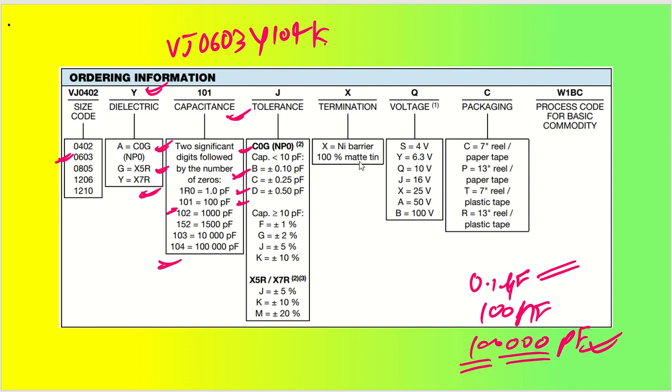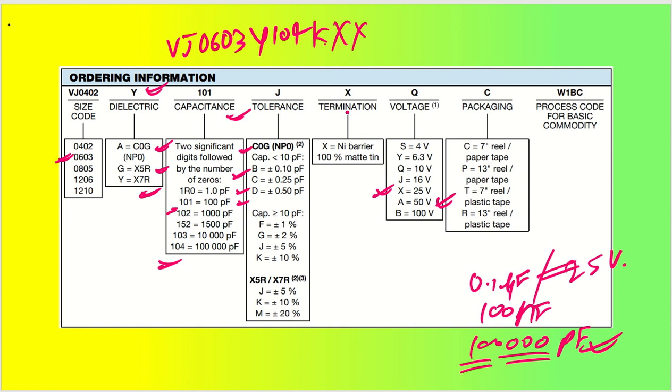Now we need to have termination. Termination you can have a very simple one, nothing to worry about. So we'll have X. Then we have the voltage rating. For 0.1 microfarad I want to have 25 volt rating. Okay, so that's the understanding. So we have to have XX. If you want to have 50 volt, then you have to write it down as A.